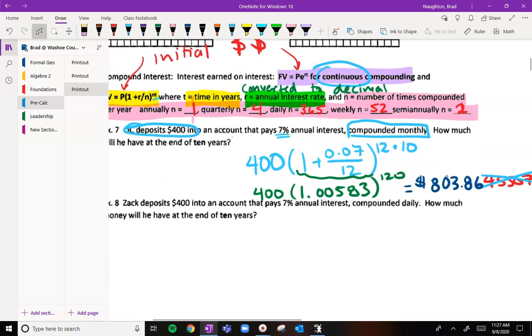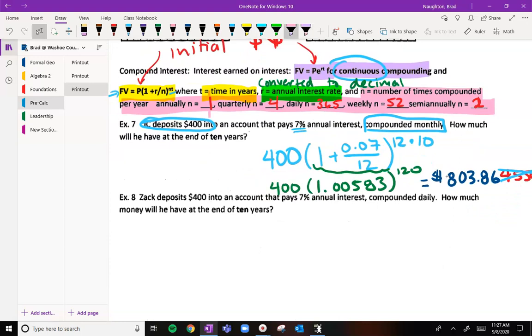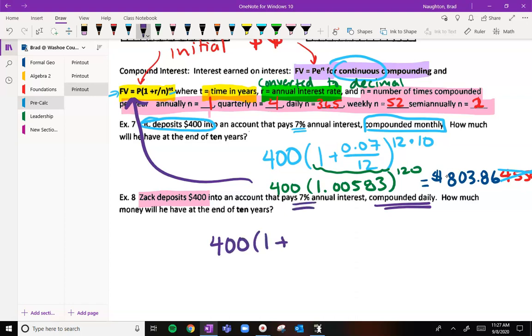All right, so let's look at the next one. It says Zachary, or Zach. It's going to do the same $400 compounded daily. So again, we're going to be using that equation. So 400, 1 plus 7%, 0.07, divided by 365, and then 10 years.